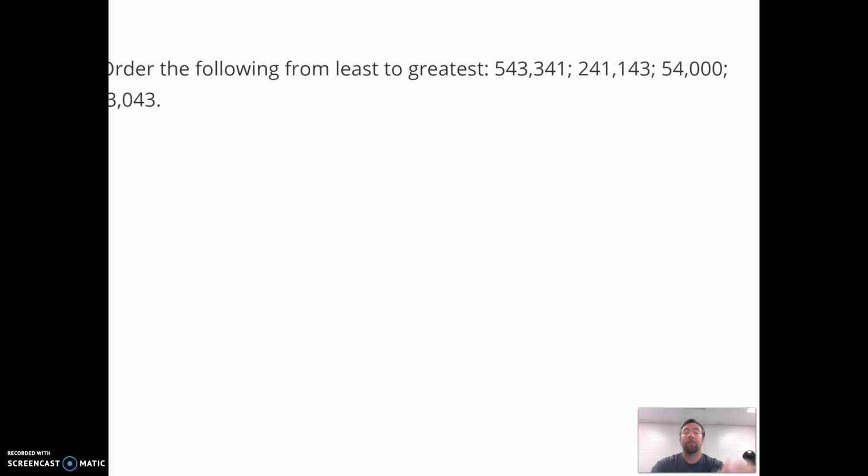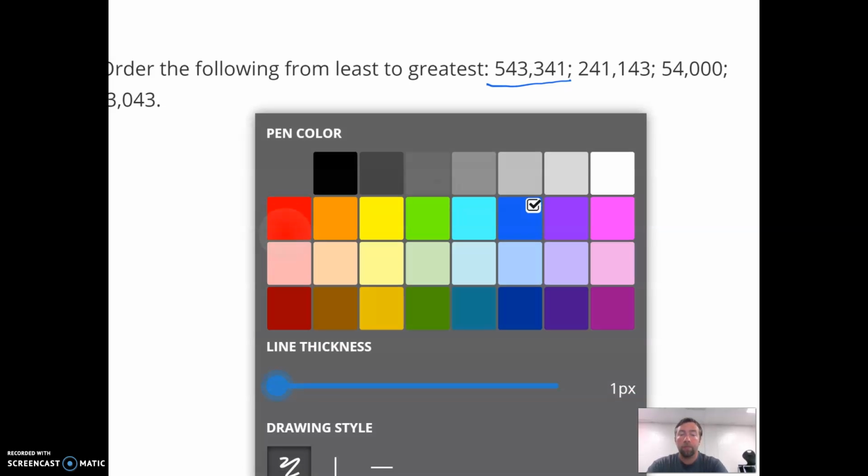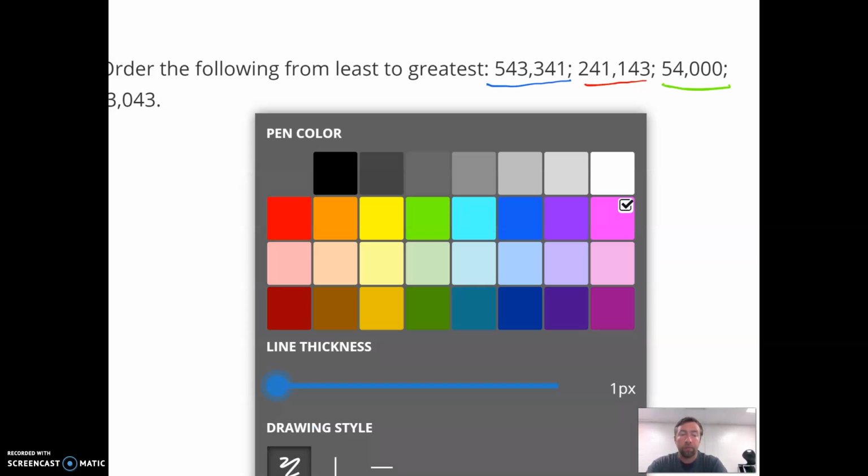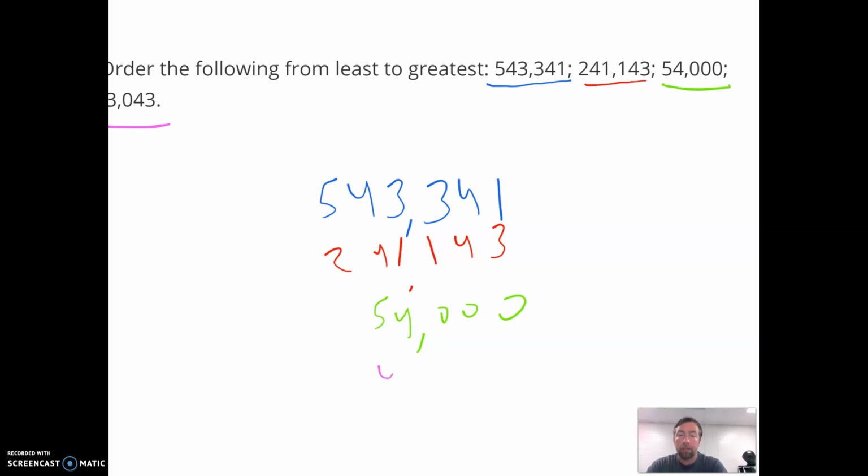Now we're going to order from least to greatest. The little trick that we talked about to compare them, where we lined up the digits, will actually help you a lot here. So we have this as our first number, 543,341. And then this number here is our second number, 241,143. Then we have 54,000 as our next number. And then our last number as 043.